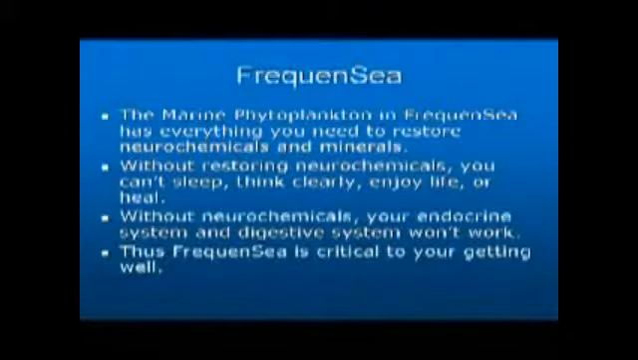Frequency contains many things, but one of the more important things in it is marine phytoplankton. Marine phytoplankton is a total food. It has everything necessary to replace the things that are needed to build your body. For example, to make a neurochemical, it takes 1 protein and 8 vitamins and minerals. And if you're missing one of those vitamins or one of those minerals, you can't make a neurochemical. So for example, if you're vitamin C deficient, you can't make serotonin, and so you'll be depressed and can't sleep. If you're zinc depleted, the same thing. You can't make serotonin or any of the other neurochemicals, and so you won't be able to think clearly, etc.